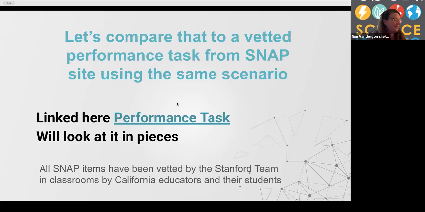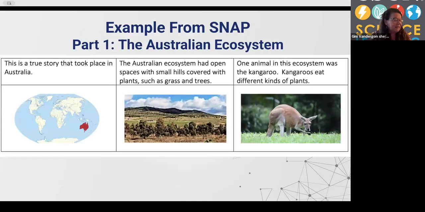So let's compare this to a vetted one. And this is a performance test that was written by SNAP, which is the Stanford team. And again, if you go to the Stanislaus site, you have access to all the SNAP assessments, but you also can go to the SNAP site. So let's look at this in pieces. Here's the example, same scenario. So part one of this assessment has the students look at these three slides in a sense.